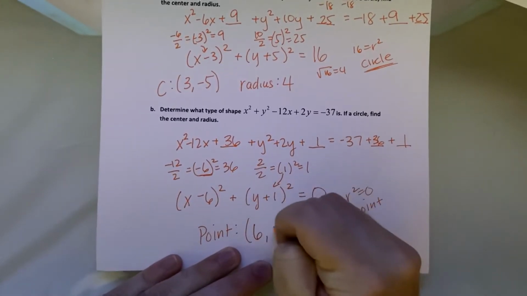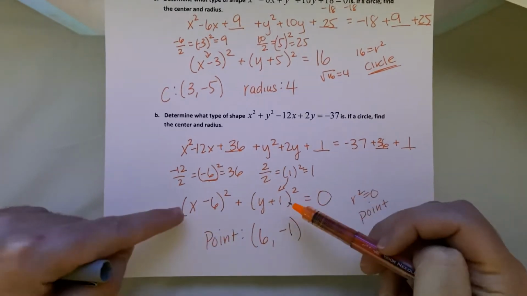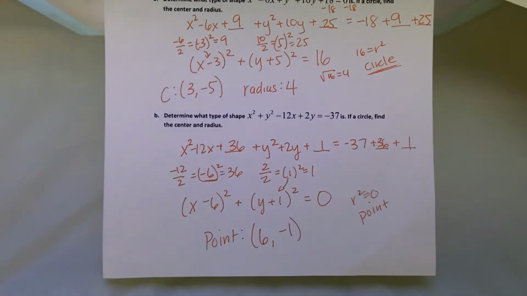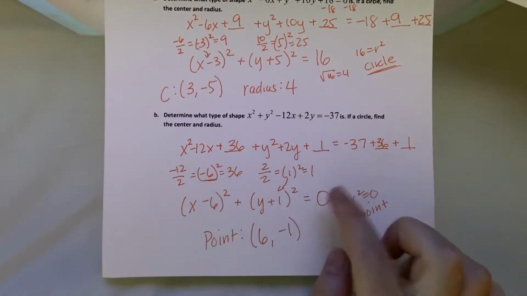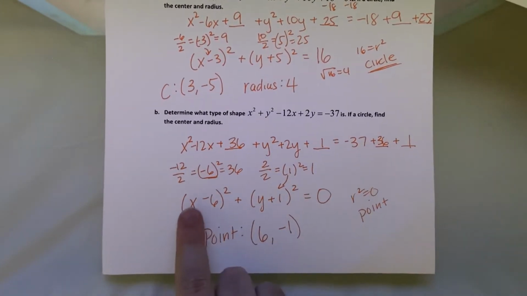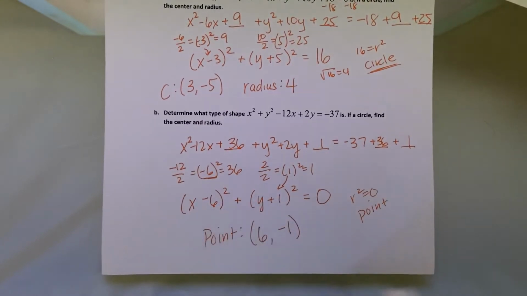So again, what makes x 0? 6. What makes y 0? Negative 1. Furthermore, these two things are squared, and squared numbers are always non-negative. So the only way that these two added together could be 0 is if each of them were 0. And so what makes this 0? 6 and negative 1.